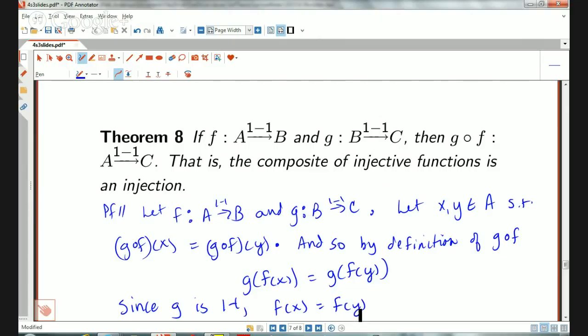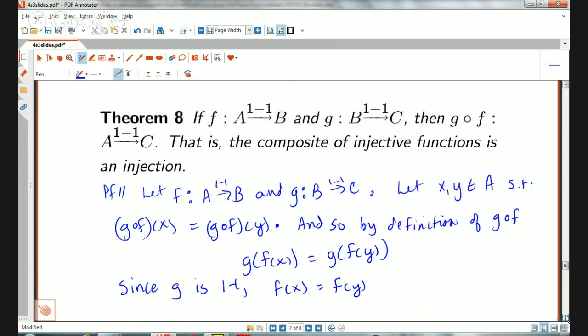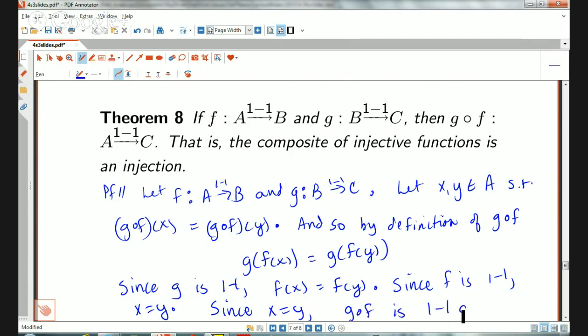You follow that? G is 1-to-1. Whatever is inside the G functions. Now tell me about F is 1-to-1. F of x has to be equal to F of y. And since you concluded x equals y, what does that tell you about G composed of F? Yeah, since x equals y, F is 1-to-1. Yes.